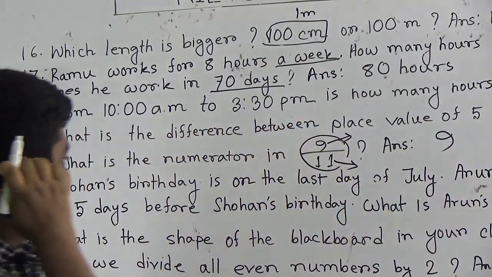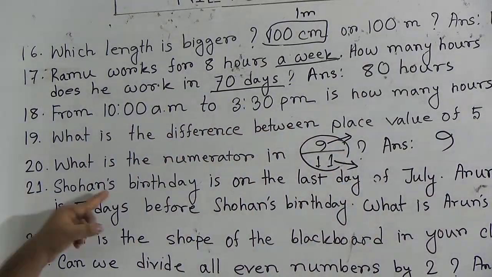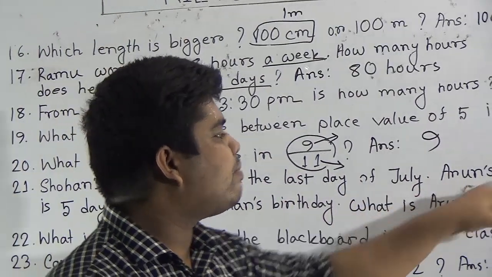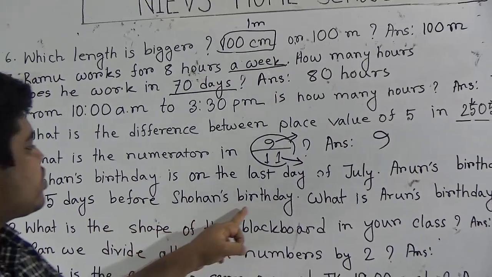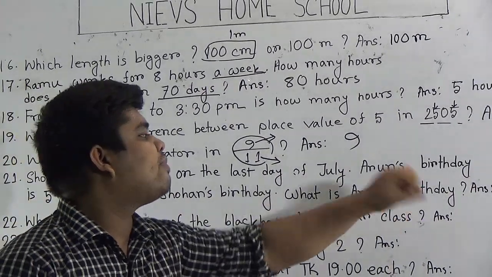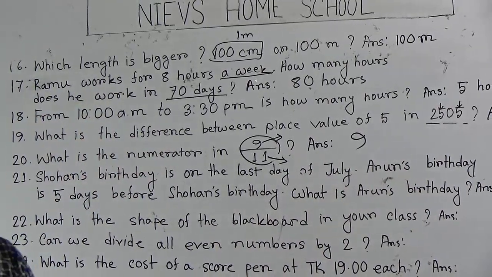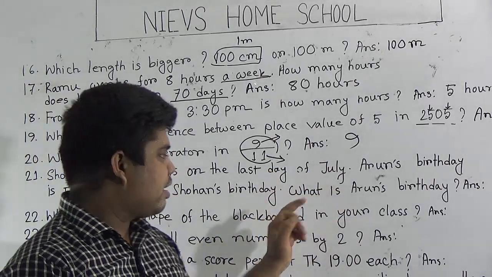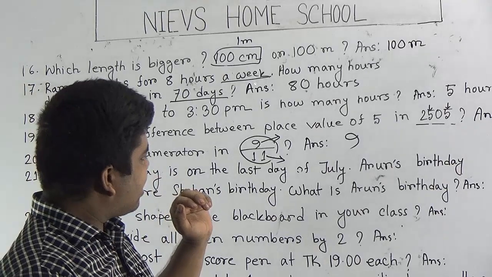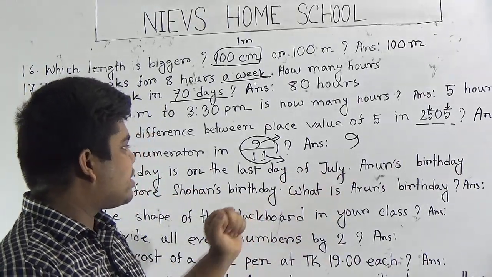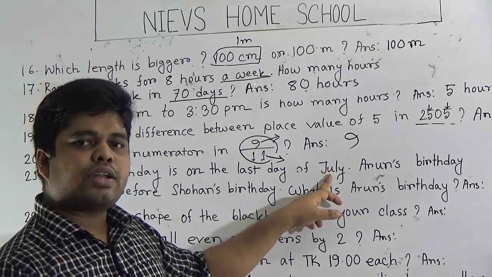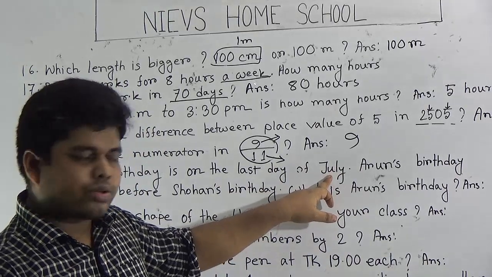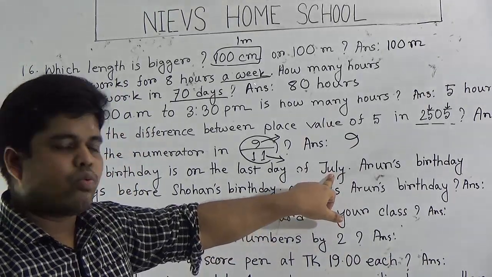Okay. Next question. Shuhan's birthday is on the last day of July. Orun's birthday is 5 days before Shuhan's birthday. What is Orun's birthday? Before starting to solve this math, you need to know how many days there are in the month of July. Do you know? Yes, I know you know the answer, because July has 31 days and you are a very smart learner. That means July has 31 days.